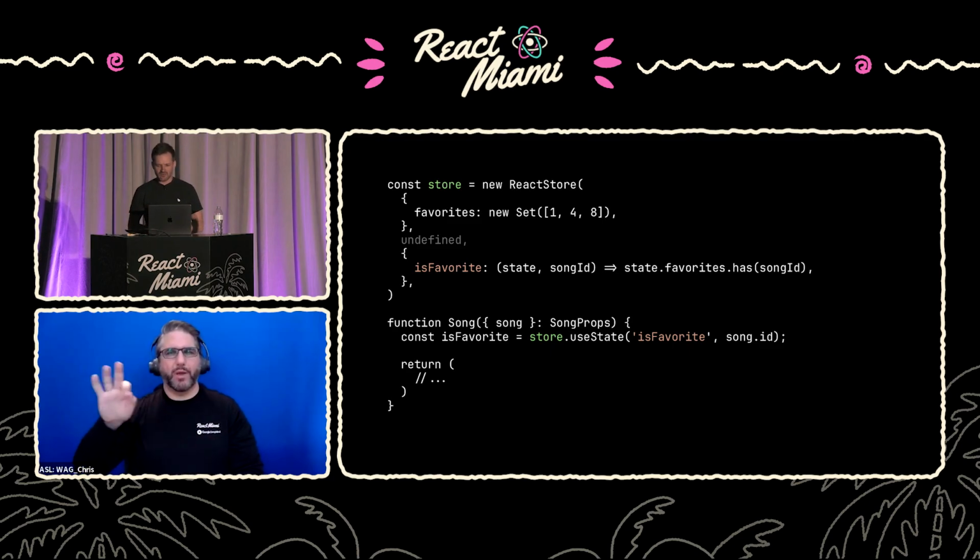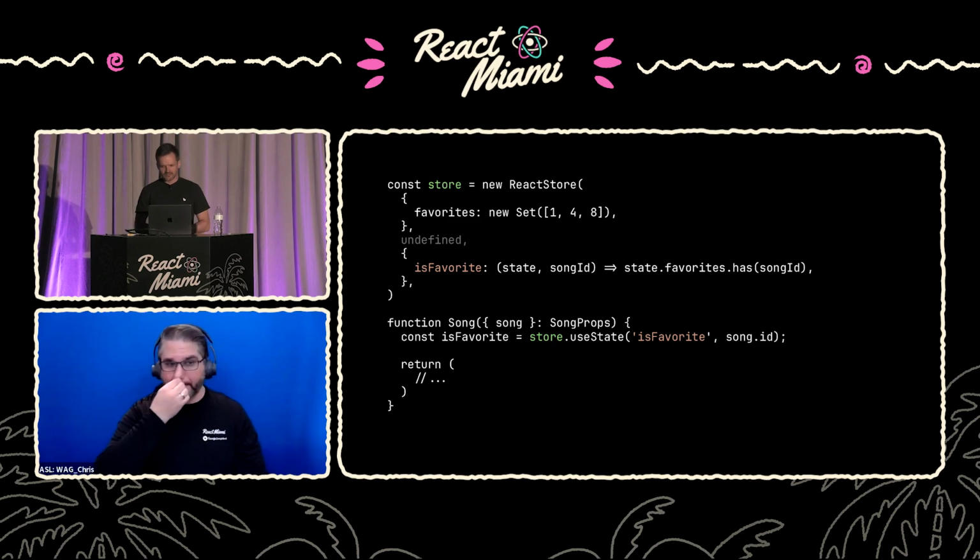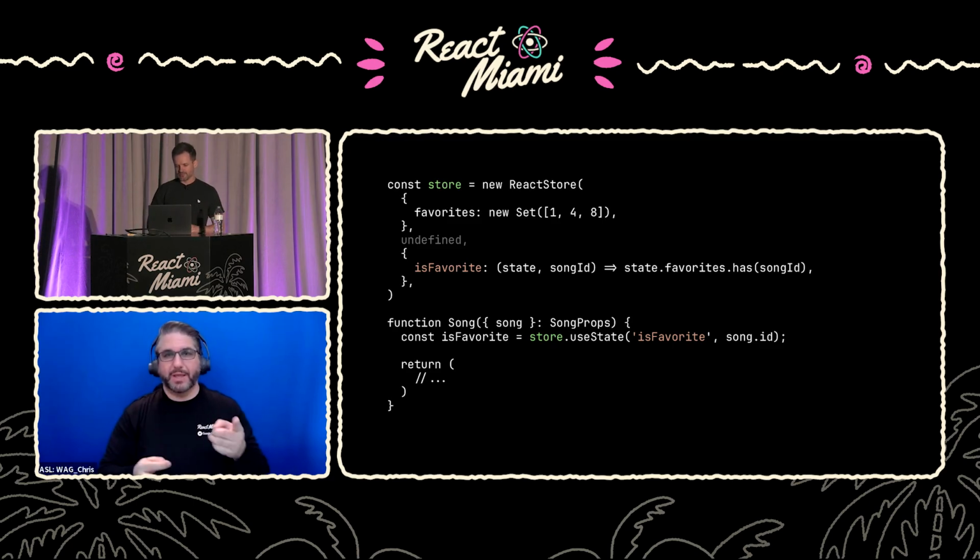In its arguments, we set the initial state and define the selectors. In this case, just one, isFavorite. The selector is a pure function that accepts state, and in this case, song ID, used to determine if this song is favorite.